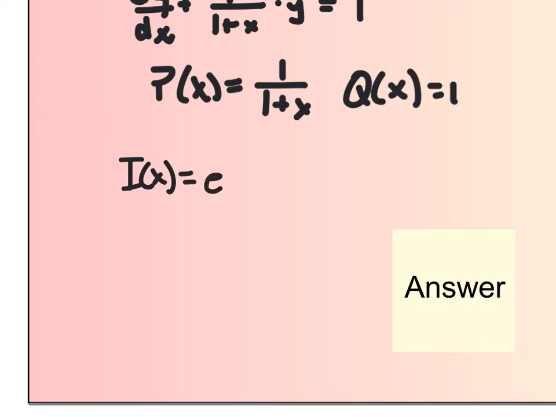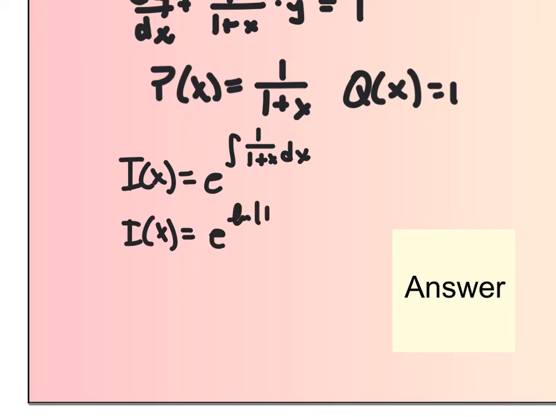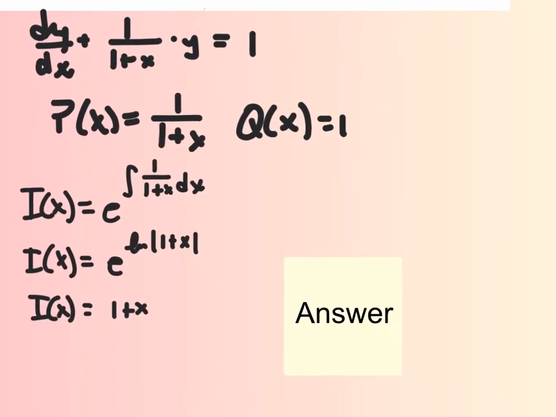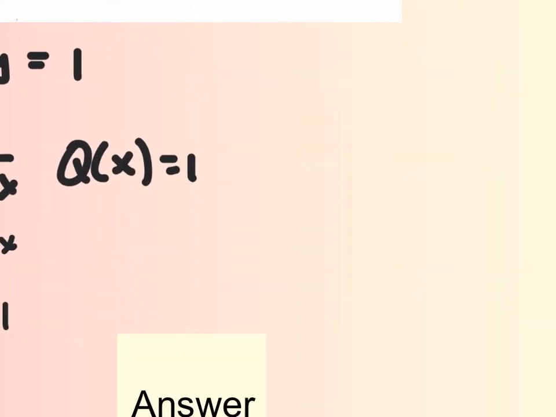Alright, so let's get into the integrating factor now. I of x will be e to the integral of 1 over 1 plus x dx. All of your superior integrating skills will tell you that that's e to the ln of 1 plus x, and therefore our integrating factor is 1 plus x. Remember, e to the ln of anything is that anything. Alright, so now we're ready to do our setup. Q of x is 1, I of x is 1 plus x.